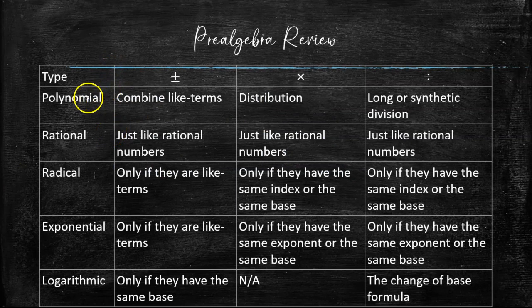So for example, you should know that when it comes to polynomials, polynomials can be added and subtracted using the idea of combining like terms. Polynomials can also be multiplied using the distributive property. Polynomials can also be divided using long or synthetic division. Rational expressions can be added and subtracted just like rational numbers.